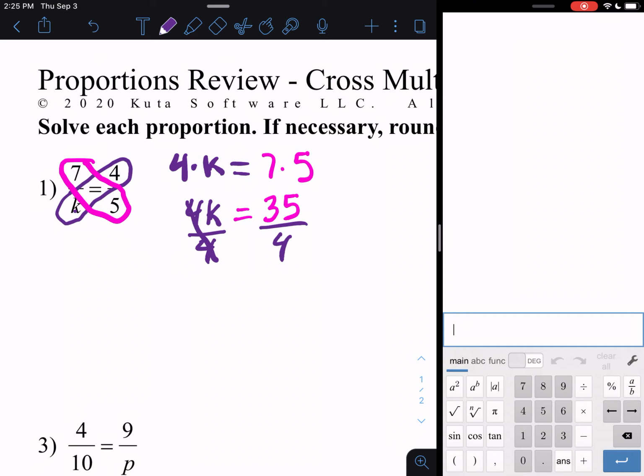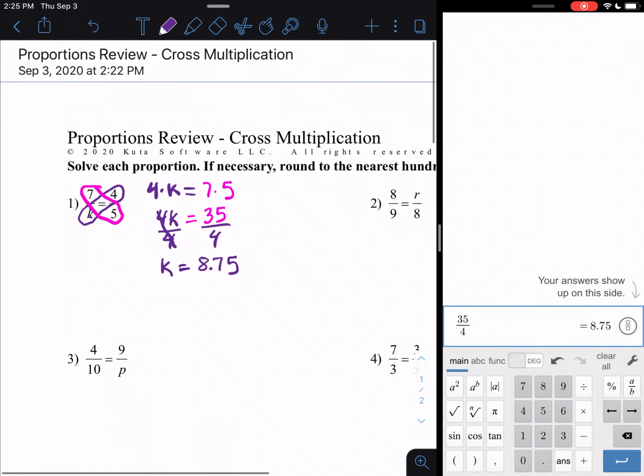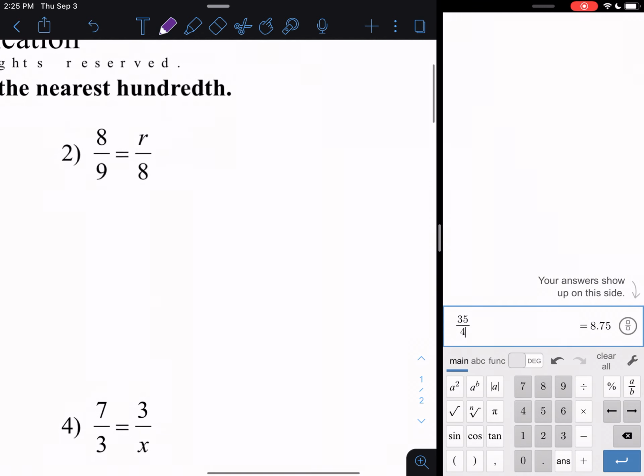So 4 divided by 4 is 1. So K equals, and then I have my trusty Desmos calculator with me, and so I'm going to do 35 divided by 4, and I get 8.75. And that's all there is to it. And there is a note that says, if necessary, round to the nearest hundredth, which I did, and I'm just going to box that answer. All right, so that was number 1. Number 2, I am just going to go through a couple of these, talking through pretty slowly, and then by the end, I'll be going through a little faster.